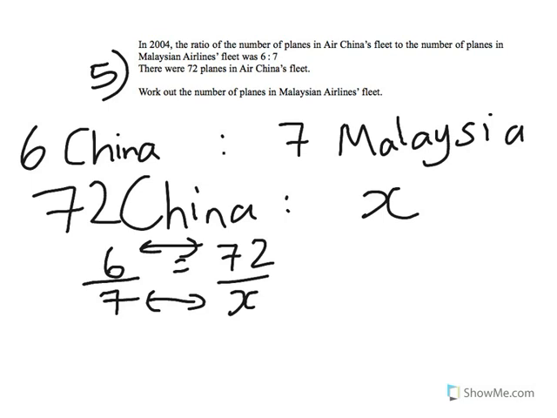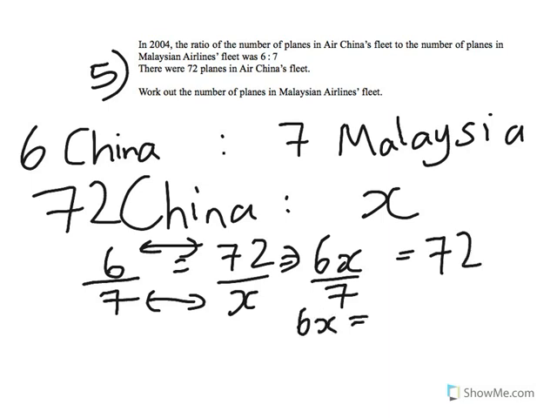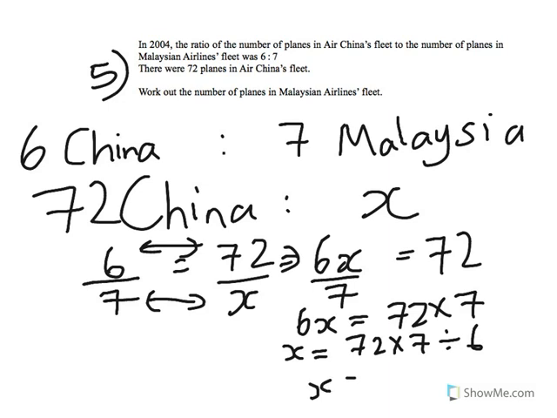So we multiply both sides by X. We get 6X over 7 is equal to 72. We multiply both sides by 7. We get 6X is equal to 72 multiplied by 7. We divide both sides by 6. We get X is equal to 72 times 7 divided by 6. And so X is equal to 84 planes in Malaysia's fleet.